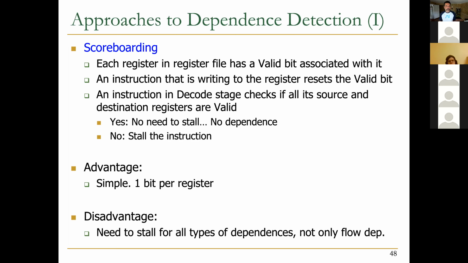They could be resolved by just renaming these register values. But in this case, we rely on this one bit, so all types of dependency will be detected as a result, and stalls happen for them. I hope this is clear, right? If you want me to explain further, I can do that. But this idea of scoreboarding is easy to understand.